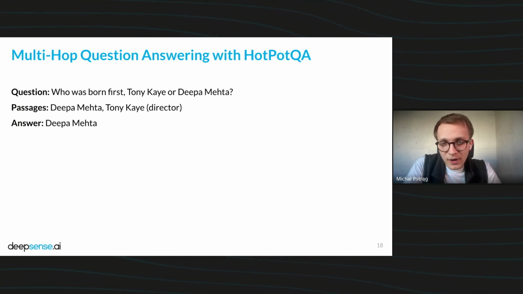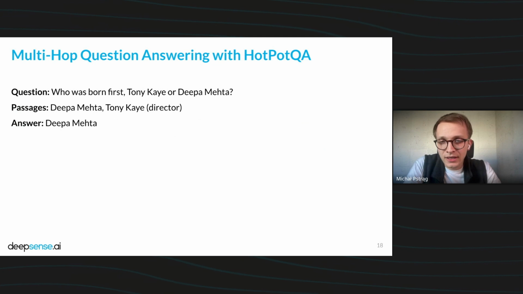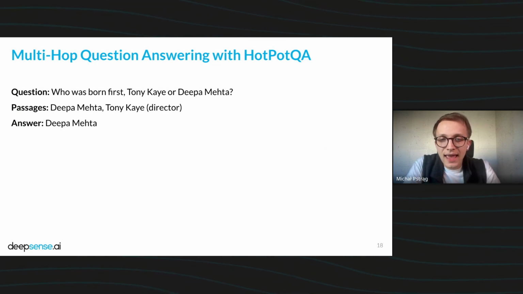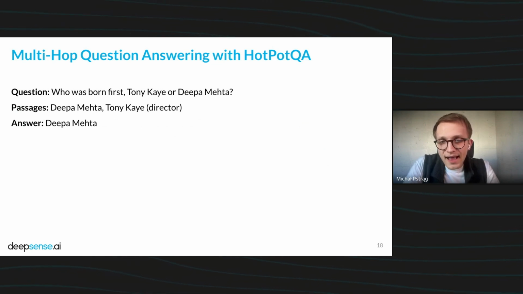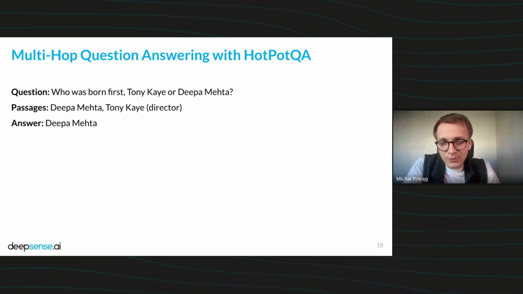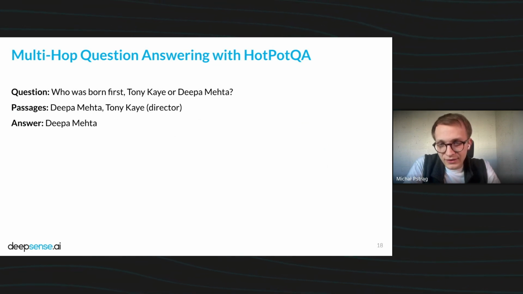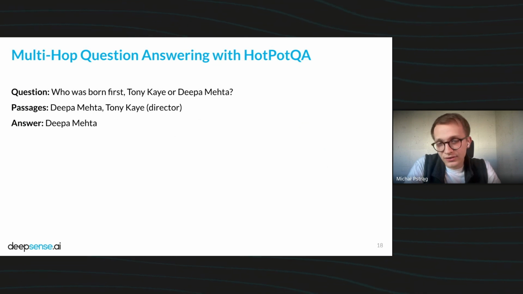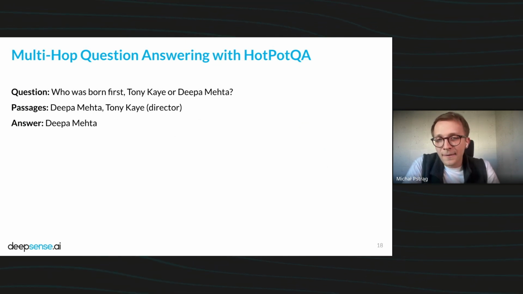What's interesting about this sort of question is you cannot answer them directly. You need to fetch some context. And this context is twofold. So you need to ask different questions before you answer the one that was asked by the user. So in this case, we are asking who was born first, Tony Kaye or Deepa Mehta, and we need to fetch 2 passages about Deepa Mehta and Tony Kaye. And based on these passages and the data inside this document, we want to generate an answer. In this case, it's Deepa Mehta. She is 2 years older than Tony, by the way.